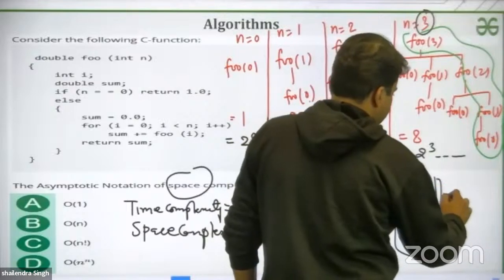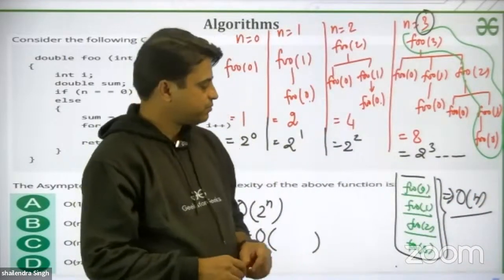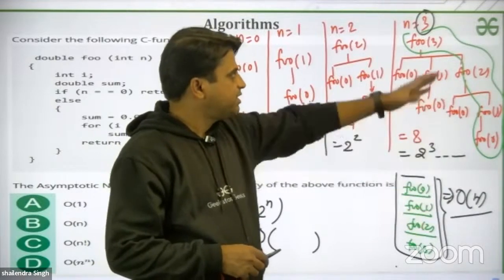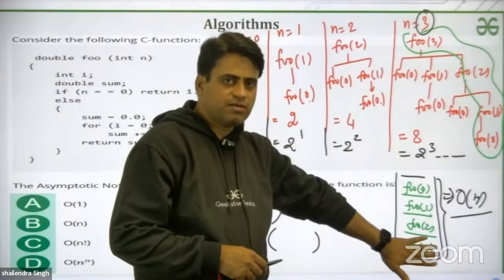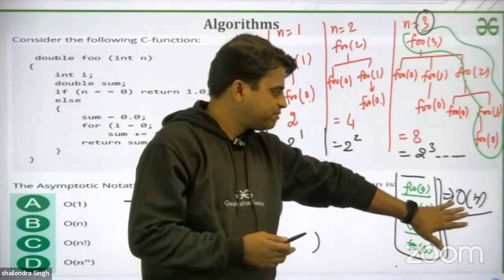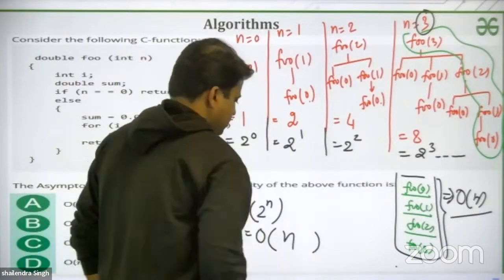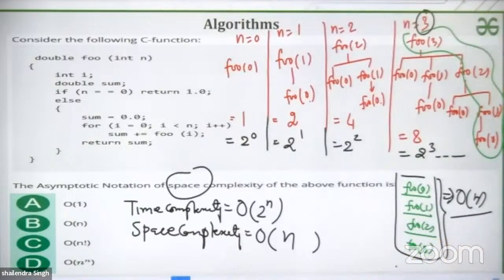So how many functions will be the maximum in the stack? Order of n. Maximum number of functions in the stack at a particular time is order of n. You can see, n equals 3, then the number of functions in the stack is n plus 1. If n equals n, then how many functions? n plus 1, and we can say order of n. So what is the space complexity of this? Order of n. Space complexity for this is order of n. Okay, fine.